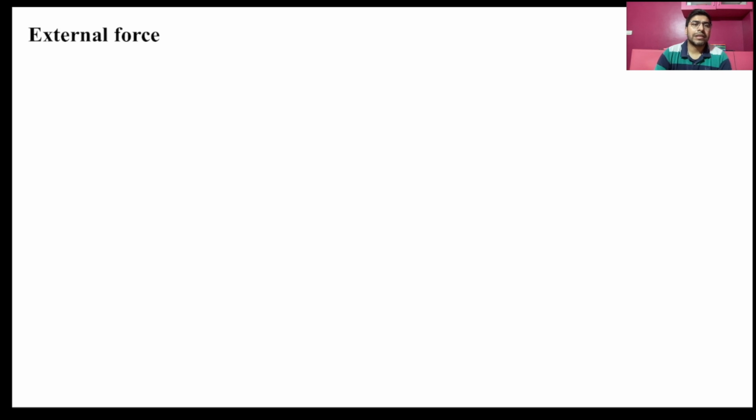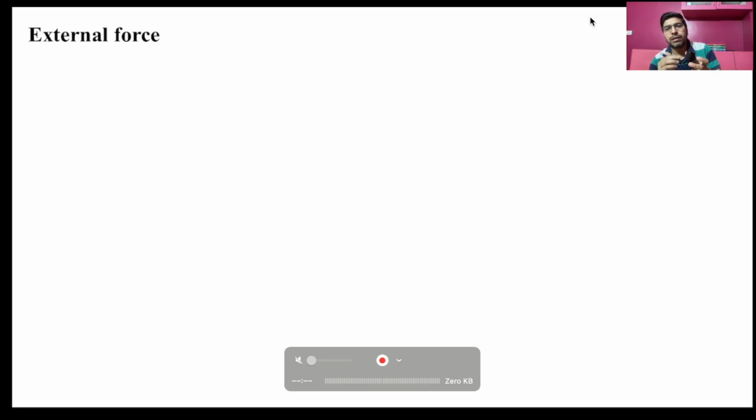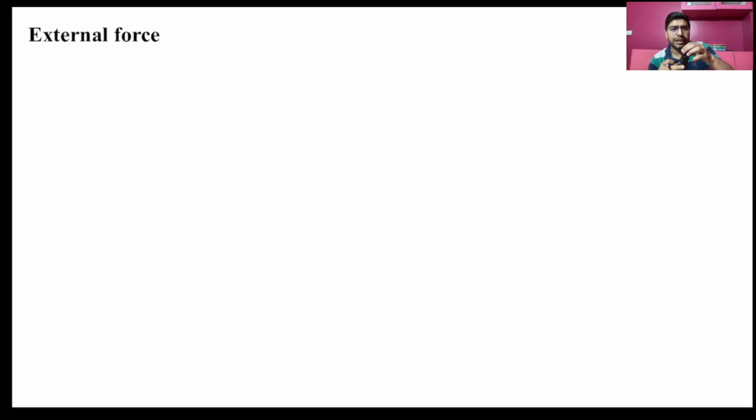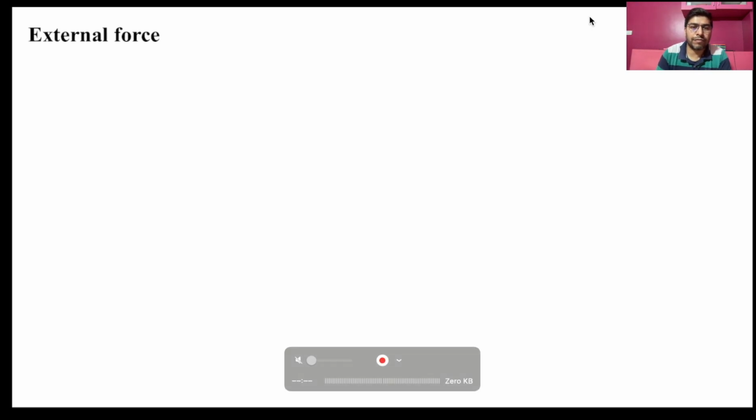Next, we have to understand external force. Before going to external force, we have to understand object and system. Suppose this is a mouse. It is made up of small particles, and the force between its molecules, that is, its particles, is called internal force. But if I am applying force from outside of the mouse, this force is an external force.